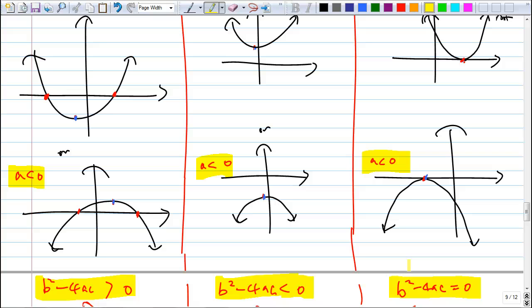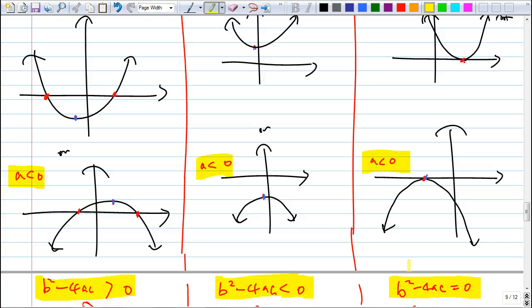And if b squared minus 4ac becomes positive, you know that there are two solutions. If b squared minus 4ac is negative, you know that there are 0 roots, no x-intercepts. If b squared minus 4ac is 0, guess what? There is exactly one root, and that root is where the vertex is. Does that make sense? Okay. So they're going to ask you simple questions like that. Does that make sense?